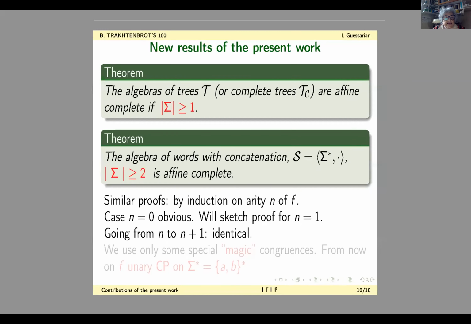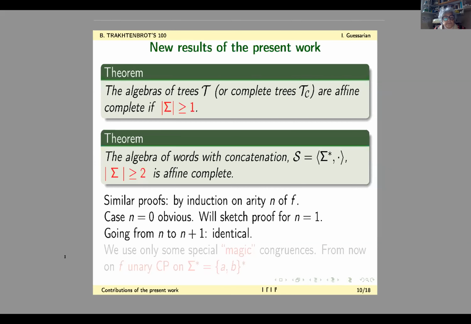The case n equals 0, the function f is a constant. It has no argument. It's obvious. A constant is a polynomial. Okay, so we will sketch the proof for the free monoid for the case n equals 1, for functions of arity 1. And going from n to n plus 1, well, it's the same except that it's heavier.